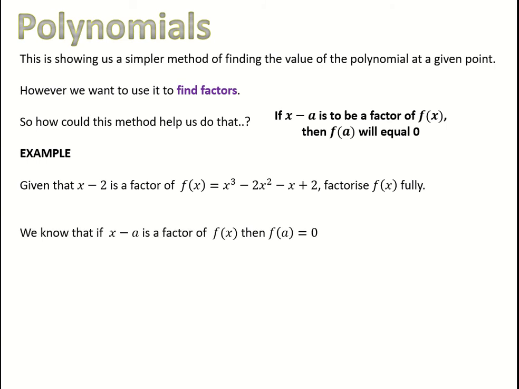All right, so we know that if x minus a is a factor of f of x, then f of a will equal 0. So therefore, if x minus 2 is a factor, then f of 2 should equal 0. Okay, in which case, when we put all this information into the table that I just showed you, we want the number at the end to equal 0.